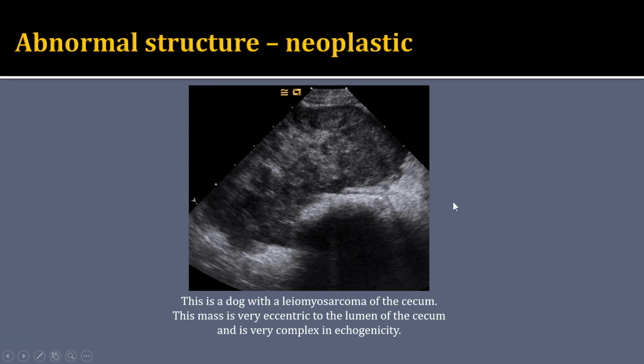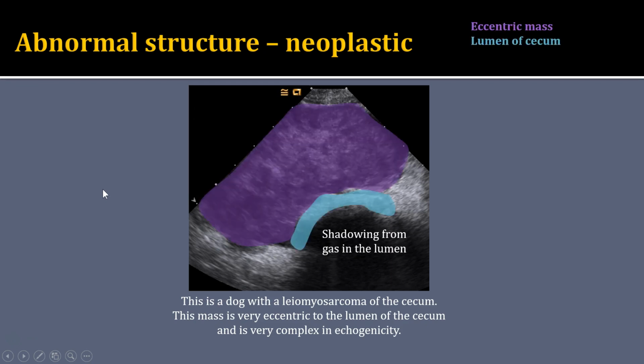And then finally, here's a malignant neoplasia that is a leiomyosarcoma coming off the cecum. Again, these tend to be very exophytic. So here's our lumen of the cecum. There's a little bit of normal wall here, and then there's this large mass arising that is very hyperechoic heterogeneous. Again, we would have to sample these to know for sure the type of cancer.